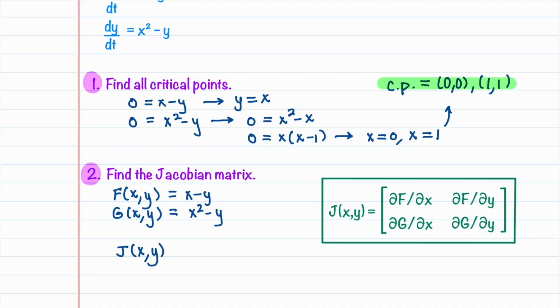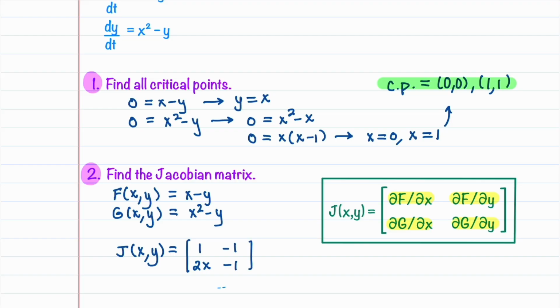J of x, y is equal to, the first partial derivative, looking over here on the right, is df/dx, and that is going to be 1. And then we take df/dy, and that is minus 1. dg/dx is going to be 2x, so we do have a variable down in there. And then dg/dy is minus 1.